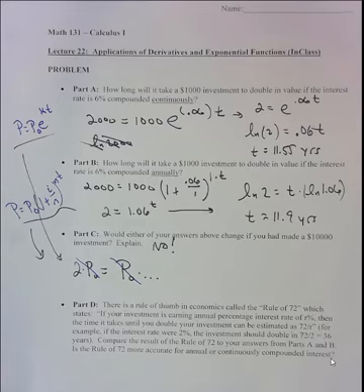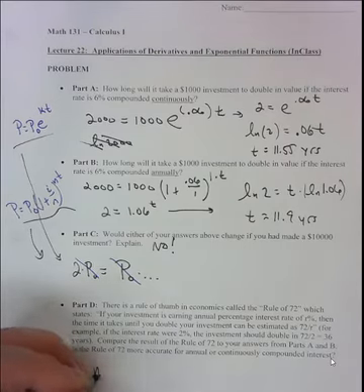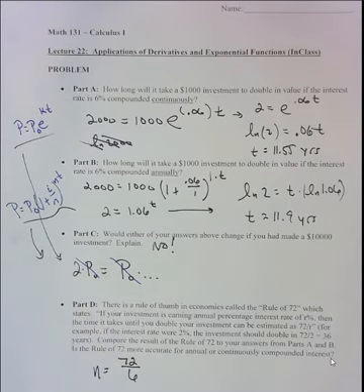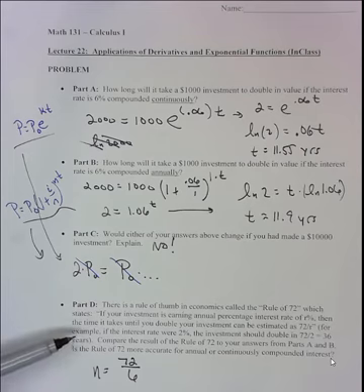Okay. Part D, this is just sort of a side note. There is a rule of thumb in economics called the Rule of 72 that says if your investment is earning an annual percentage of interest, then doubling your investment will take about 72 over R, where R is your rate, in terms of time. And so 6% interest, we would have this. In this case, the R value is 6.